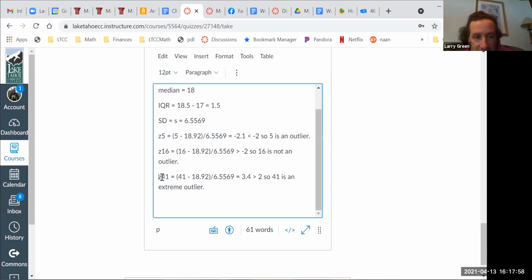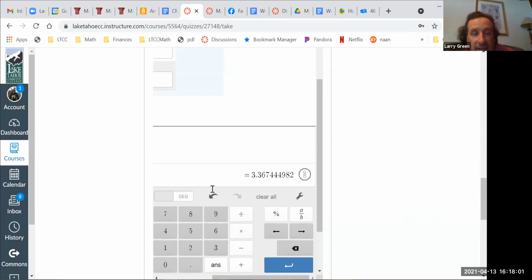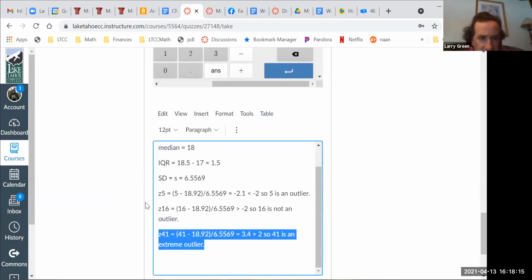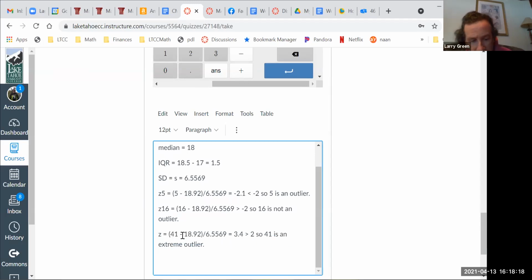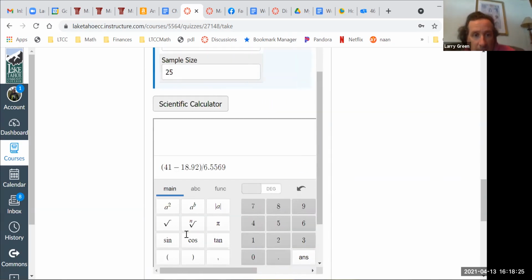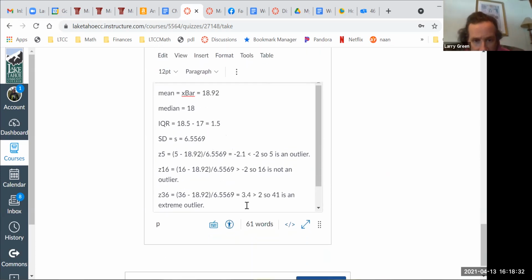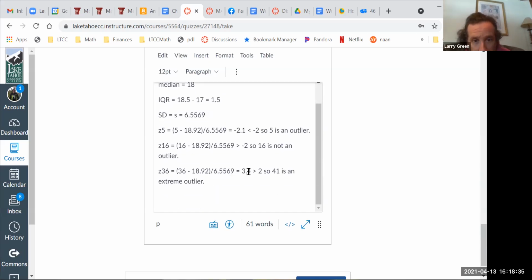Okay, now let's do the same thing with the next highest number. The next highest number along these lines, I see 36. So do the same thing with 36. Make that 41 a 36. And it's 2.6. That's still greater than 2. So 36 is an outlier. It's not extreme, though.